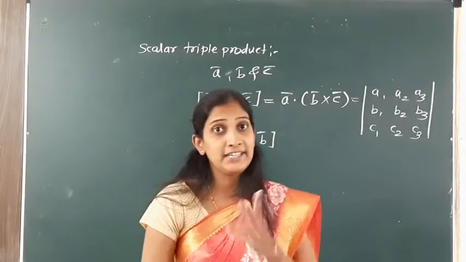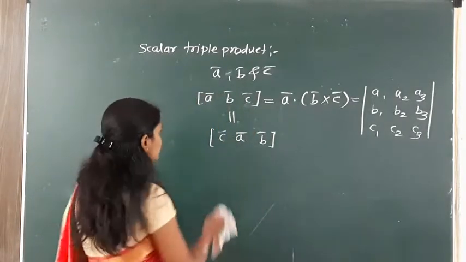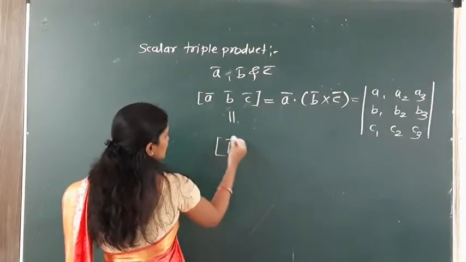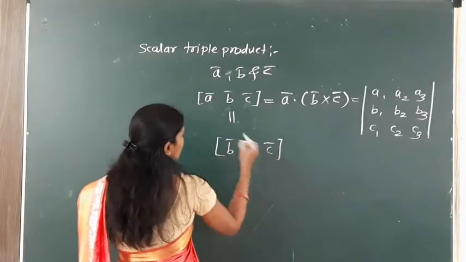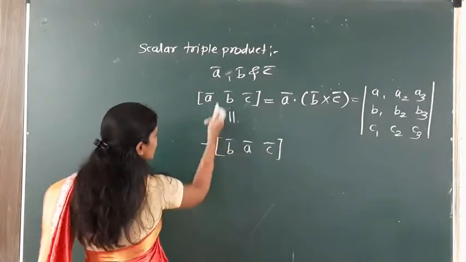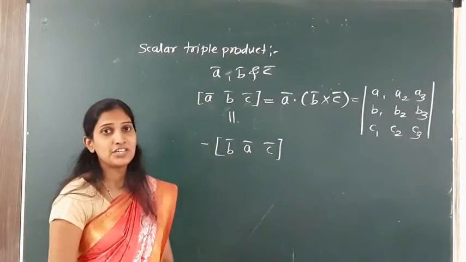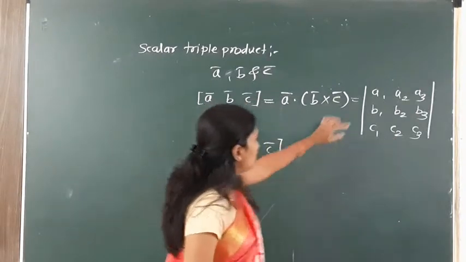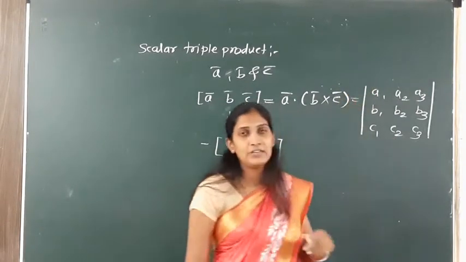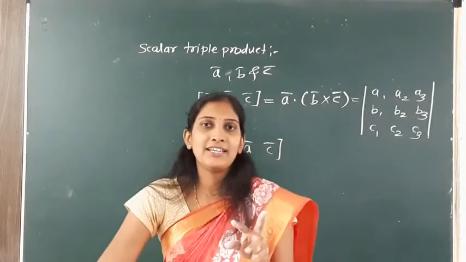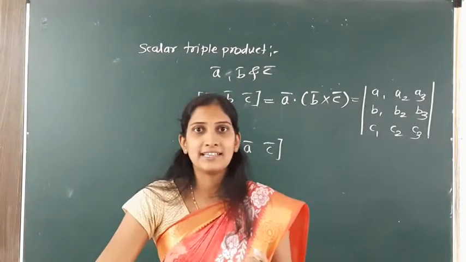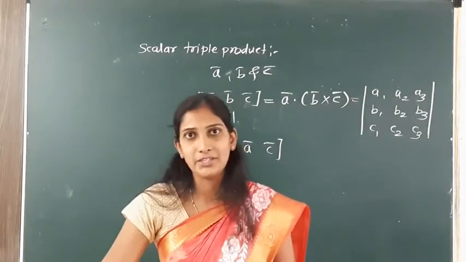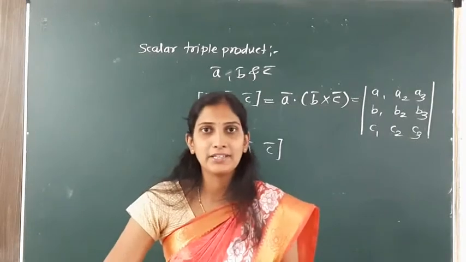But if we interchange one quantity or one vector, that means if we change these two, that is b bar, a bar and c bar, its value is minus of this value. If we change the rows by the determinant property, if two rows are interchanged, then the value of a determinant changes its sign. If it is positive, then we will get negative. This is the property of a determinant.